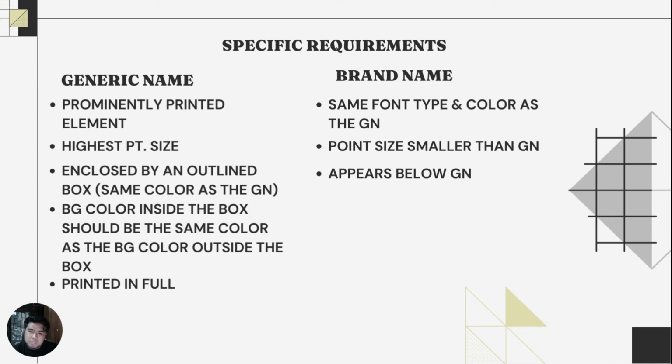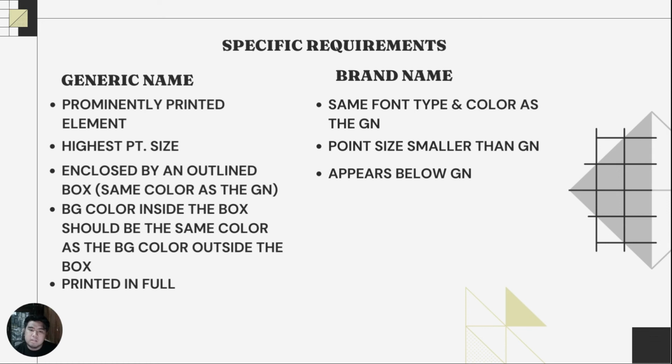Furthermore, in labeling pharmaceutical products, each has specific requirements that should be met to be approved. For example, in the aspect of the generic name, it must be prominently printed in the highest font size, and it must be enclosed in an outline box that is printed in full. In addition, the background color inside the box should be the same color as the background color outside the box.